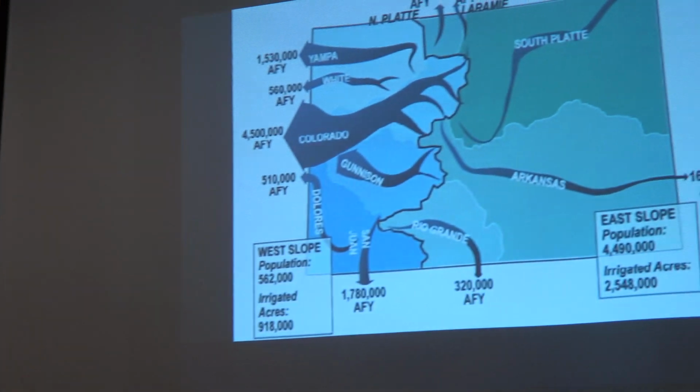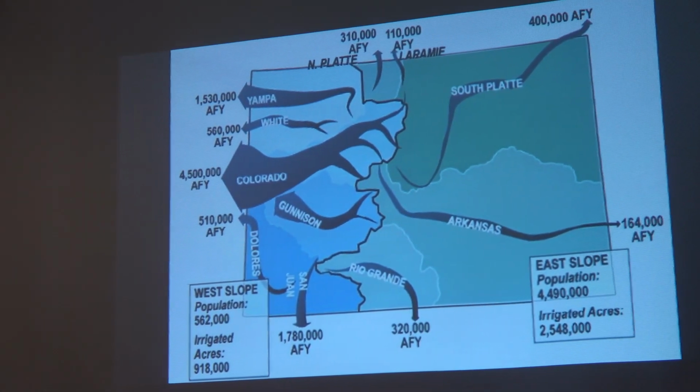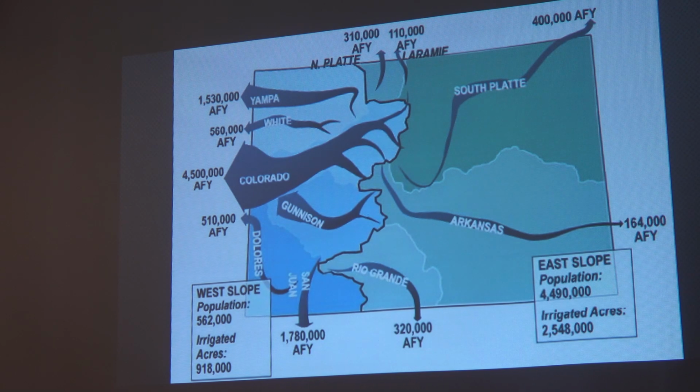And this is a cool graphic. It shows the population on the east slope, 4.5 million people. I think this is maybe from 2011, so it's probably bigger by now. With 2.5 million irrigated acres. On the west slope, we have 500,000 people and almost 1 million irrigated acres. So that's kind of crazy in and of itself, but you can see that the Yampa River, compared to the other rivers leaving the state of Colorado, is quite large.